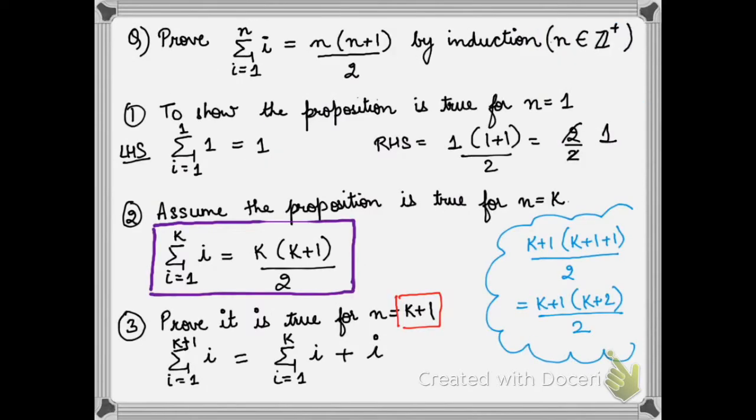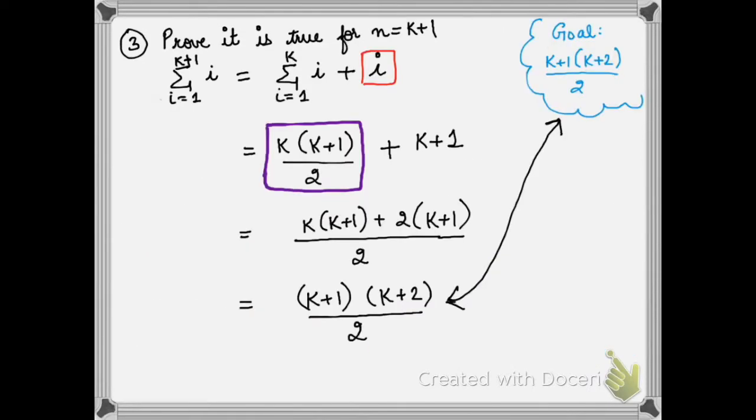The things to notice here is that you have to show in the first step that the left hand side equals the right hand side, and then you make an assumption, and in the third step you have to remember that the sum of i from 1 all the way to k plus 1 is the same as the sum of i to the value of k plus the k plus 1th value of i.